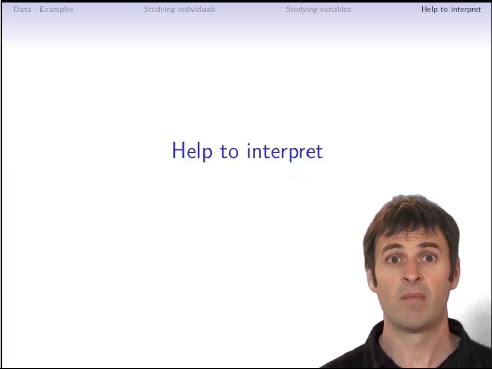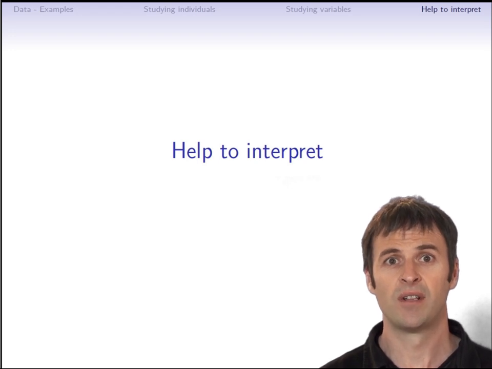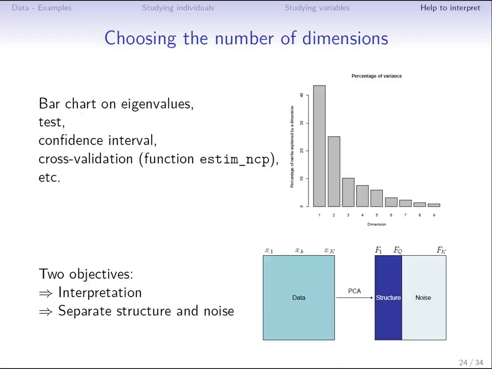We will now see some helps to interpret the results of the principal component analysis. An important help for the interpretation is the quality of the projection. This quality of the projection can be measured by the percentage of inertia explained by a dimension or by a plane. Thus, the percentage of inertia is also the percentage of information explained by a dimension. So we can construct a bar chart with the percentage of variance or percentage of inertia explained by each dimension.